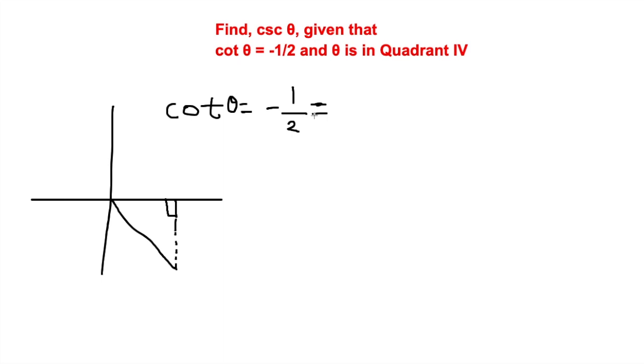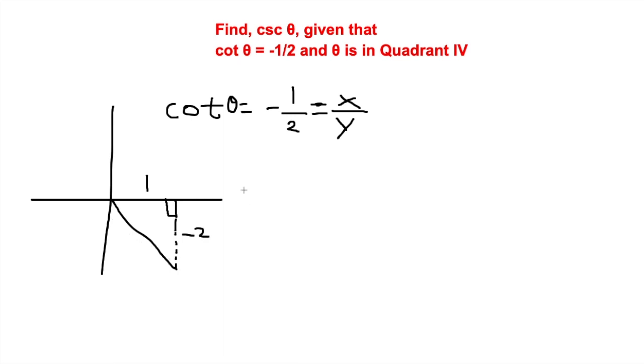Cotangent is the same thing as cosine over sine. So cosine in this case is x, as always, and sine is always y. So in this case, x would be 1 and y would be negative 2. On the x-axis, we have 1, which is positive because it is on the right side of the x-axis. And we have 2 being negative because it is in the downside portion of the y-axis, which is negative. We are trying to find the hypotenuse side.